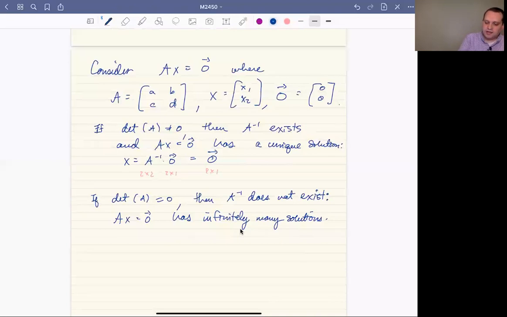Okay, and again, we get this all from thinking about what's the determinant of A. So if we know the determinant of A, then that tells us what's going to happen to our system of linear equations.